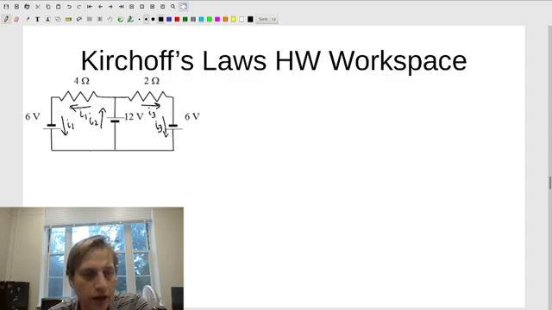And now let's go ahead and write out our Kirchhoff's laws. The first Kirchhoff's law has to do with the junction rule. In the junction rule, the current going in has to equal the sum of the current going out. So in this one, we have I2 as our current going in, and then our current going out is I1 and I3.